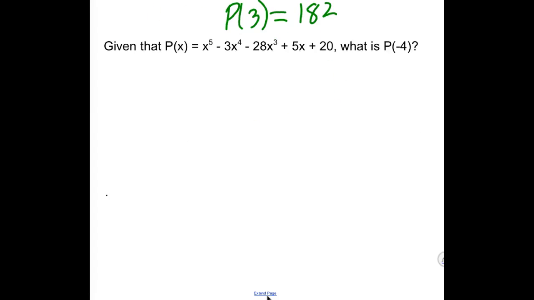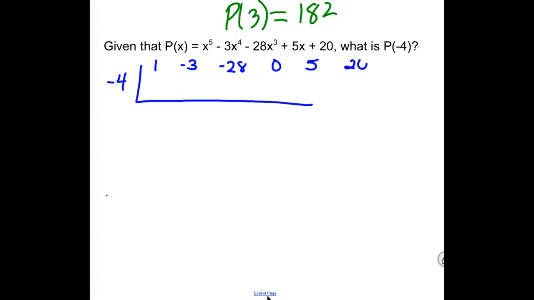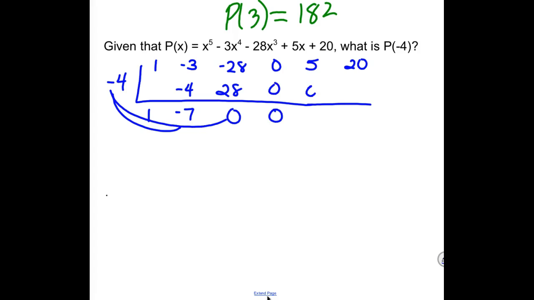All right, let's check what we did for this last one here. What number goes in front? Negative 4. Somebody else, give me the coefficients that I need. 1, negative 3, negative 28, 0, 5, and 20. All right, bringing down our 1, multiplying, and then adding. Multiplying, adding. Multiplying, adding. So p of negative 4 is 0.